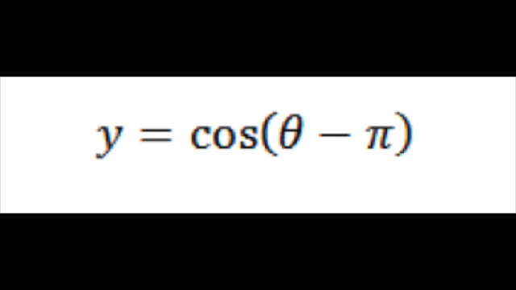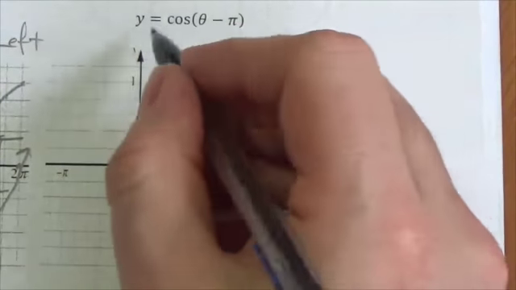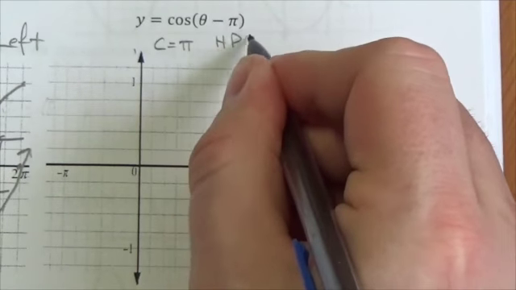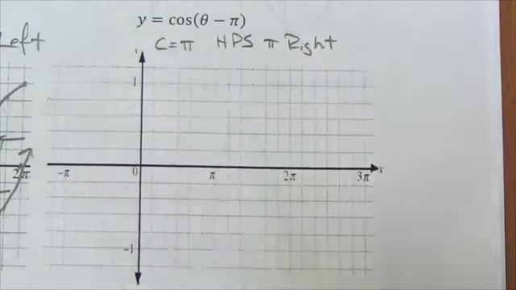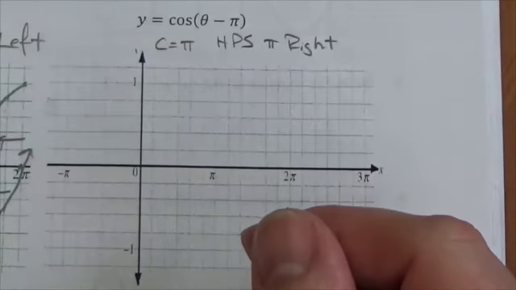Y equals the cosine of theta minus pi. All right, well, we're going to do a similar sort of thing with cosine here. This time, notice that my c value is going to be pi. So this suggests a horizontal phase shift, pi to the right, which is just a horizontal translation, pi to the right. Okay, so we'll just understand it like that.